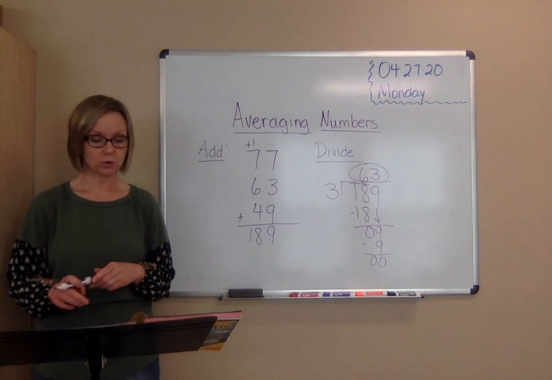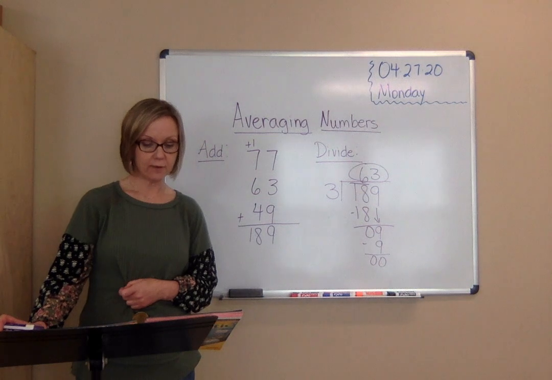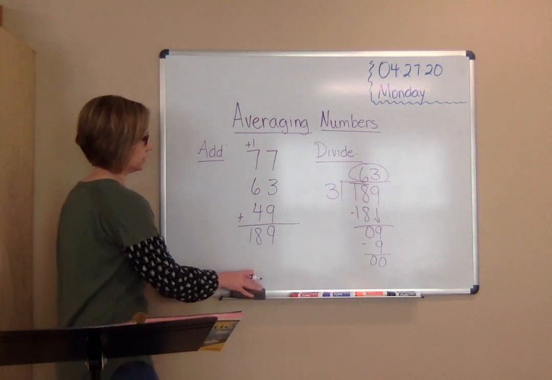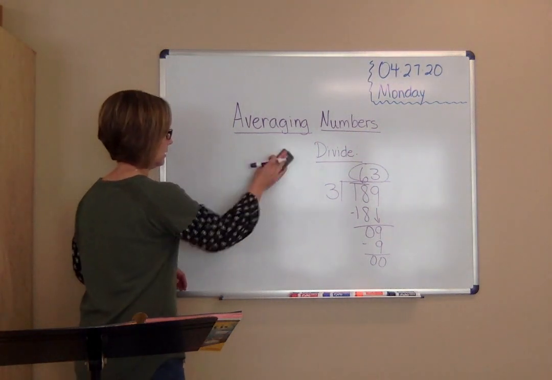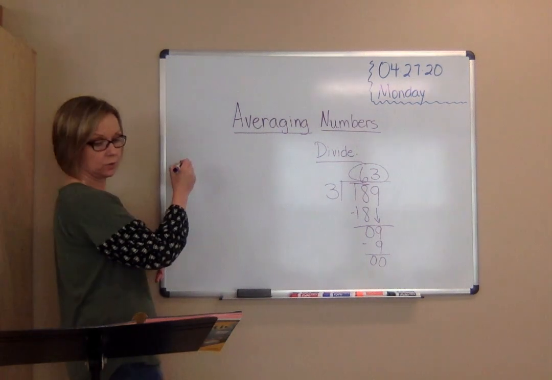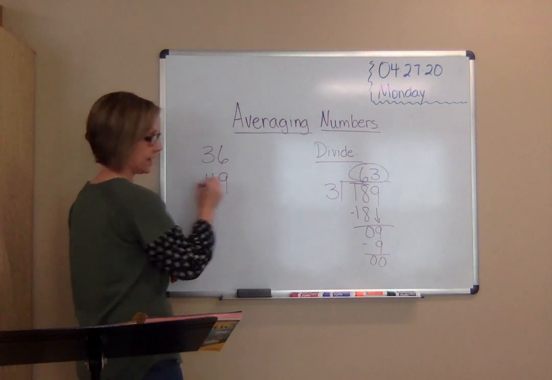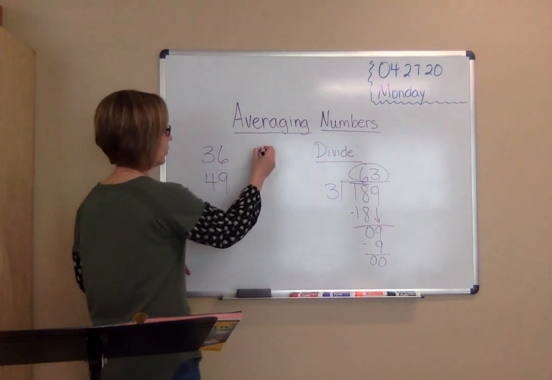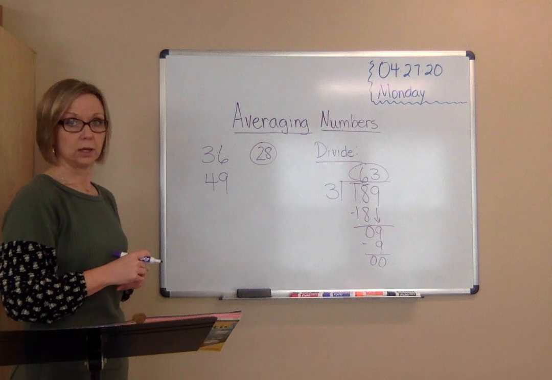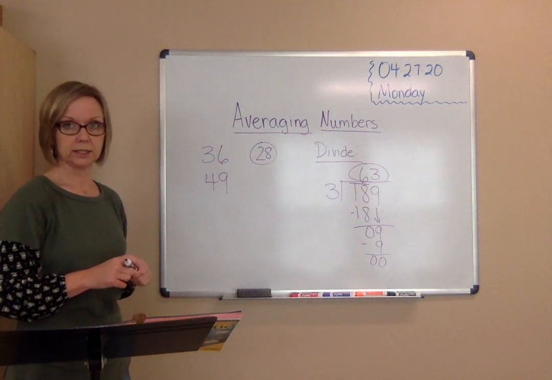Number 2, answer these questions. Could 28 be the average of 36 and 49? So let's look. You don't have to add it up and do the work there. You can if you want to. But let's just see. 36 and 49. And they're asking you, could 28 be that average? No, it cannot. Because 28 drops below 36. So no.